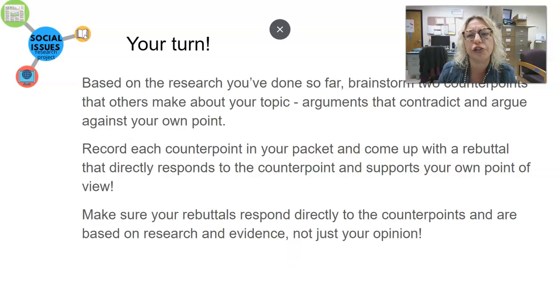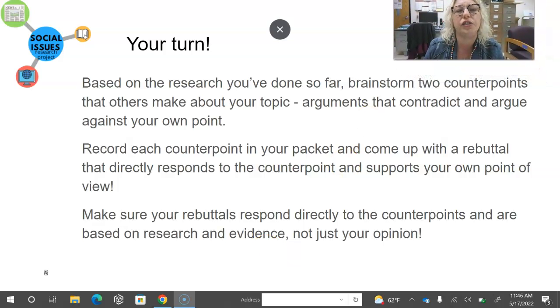So your turn now. Based on the research you've done so far, brainstorm 2 counterpoints that others make about your topic, arguments that contradict or argue or go against your own point. Record each counterpoint in your packet and come up with a rebuttal that directly responds to the counterpoint and supports your own point of view. Make sure your rebuttals respond directly to the counterpoints and are based on research and evidence, not just your own opinion. That's what it's all about, noteworthy evidence here. All right, I'm looking forward to seeing what you guys come up with for this.